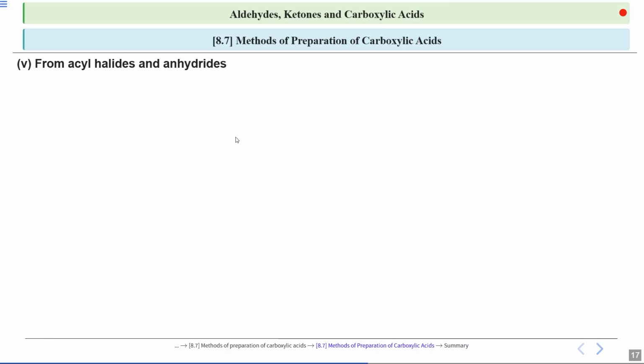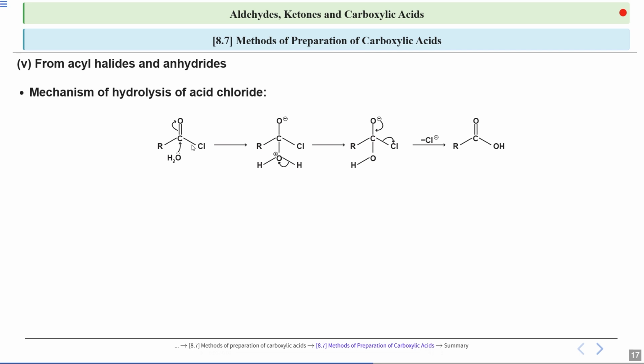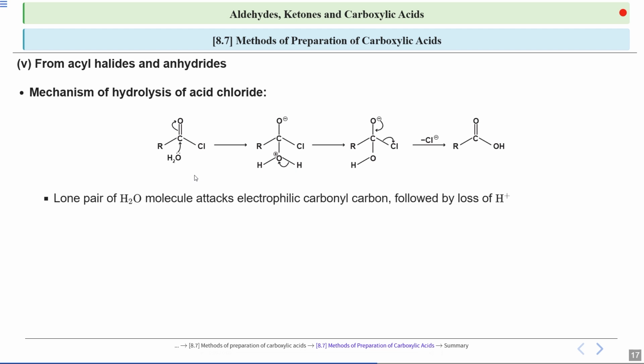Now we are further going to see the mechanism of hydrolysis of acid chloride, how this reaction is happening. So first step, you will see that this H2O, this oxygen which has a lone pair, will attack this carbonyl carbon, which is electrophilic in nature. Okay, so now you will see that this intermediate is formed, that is, this H2O group gets attached to this carbon. So the lone pair of the H2O molecule attacks the electrophilic carbon, which is followed by the loss of H plus.